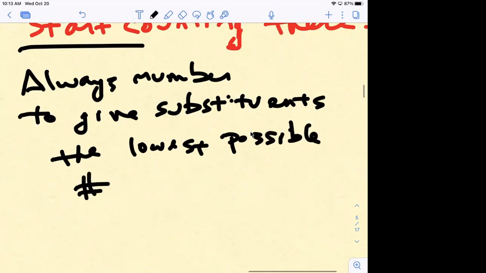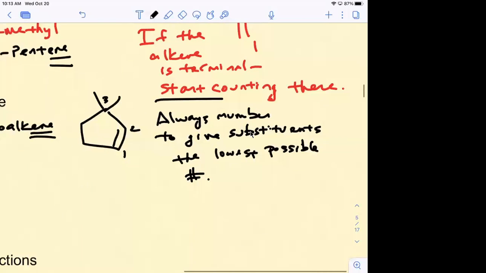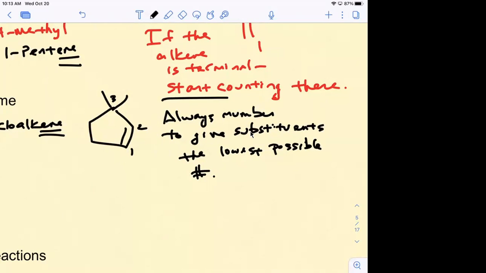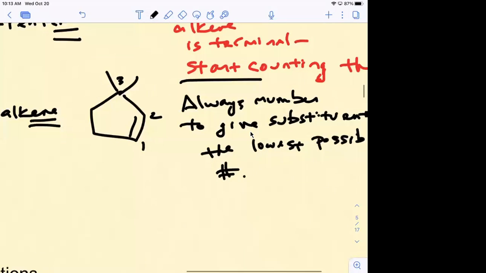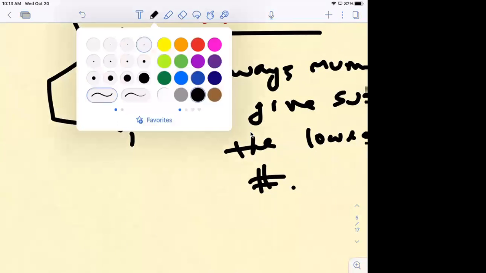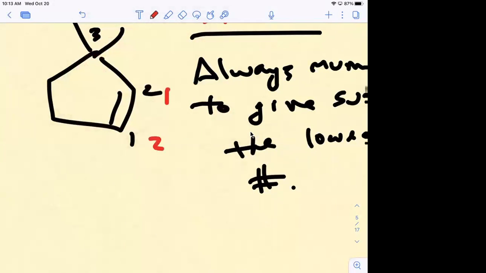But the double bond will still start at 1 and 2. Yeah, but what I'm saying is that you wouldn't label this one 1 and that one 2 and then go around the ring the other way. You follow what I'm saying? Because then that's going to make your dimethyl substituent 5, when if you number like we have in black, it's going to make it 3. Does that make sense? Yes.